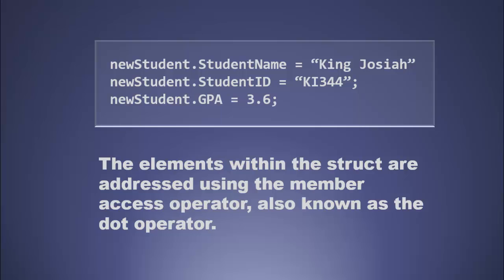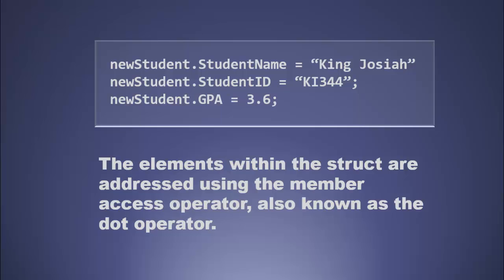Now if we want to work with new student, we use the member access operator, which we're going to refer to as the dot operator. So when we want to work on the individual members of the new student variable, we say the identifier new student, dot, and then the name that was applied to the members within your structure definition. So student name, student ID, GPA. And then we do just any other operation that we would normally do upon those data types.